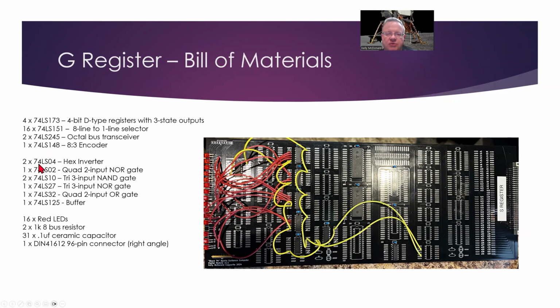And then for glue logic, we've got 2 74LS04s, one 74LS02, 2 74LS10. So these are triple 3-input NAND gates, one 74LS27, triple 3-input NOR gate, one 74LS32 quad 2-input OR gate, and then we've got buffer. Sorry, actually the octal transceivers are used to read or sort of write the contents of the G register out onto the write lines, and then we've got the buffer here, the 74LS125 that we're going to use for our clock and reset. And of course, because we're storing data in here, we'll have the 16 red LEDs, our bus resistors, decoupling capacitors, and our connector for our bus.